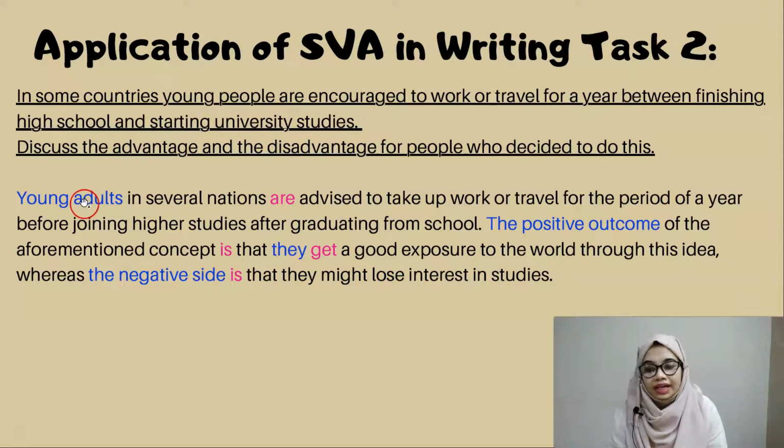Now, young adults is the subject, are is the verb here. The positive outcome is the subject, is the verb. They is the subject, get is the verb. So they is a plural subject and get is a plural verb without an s. The negative side is third person singular, goes with is.